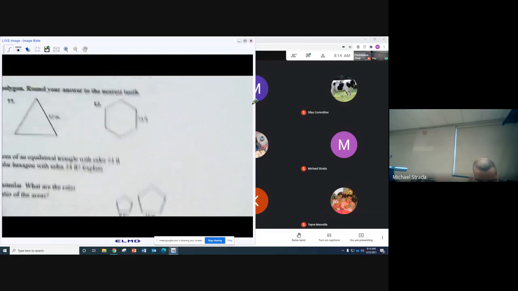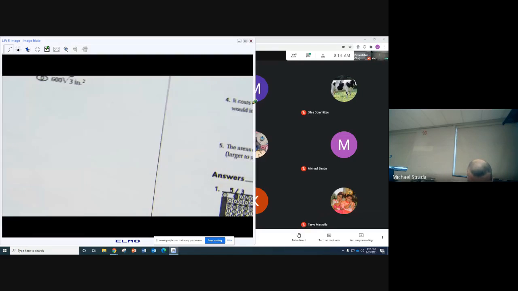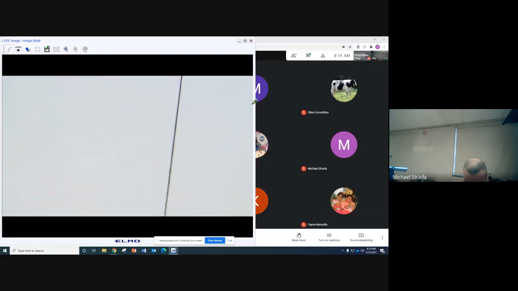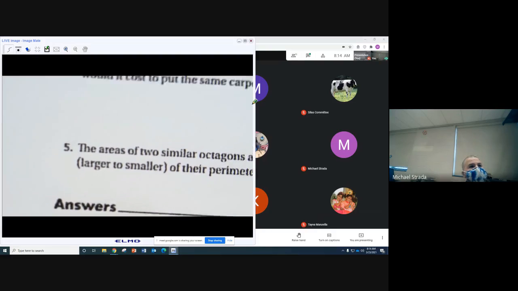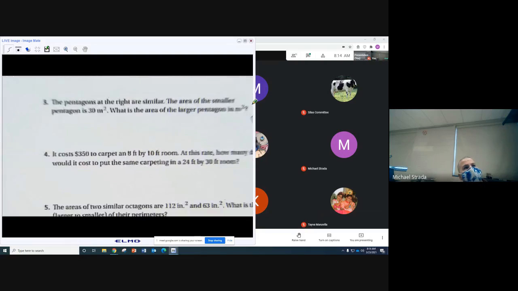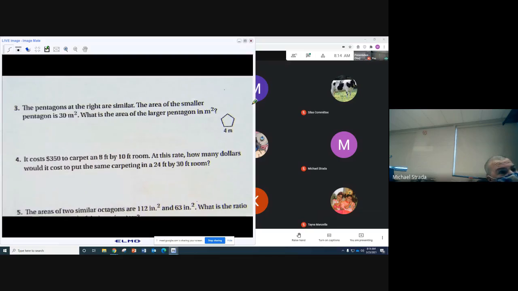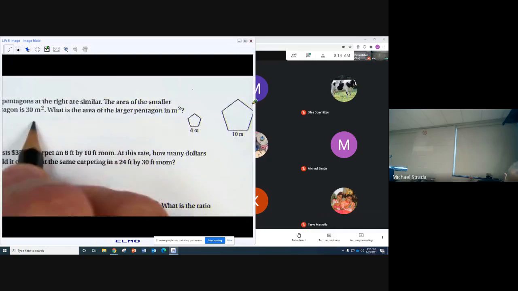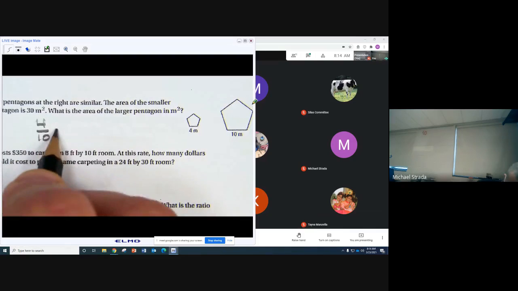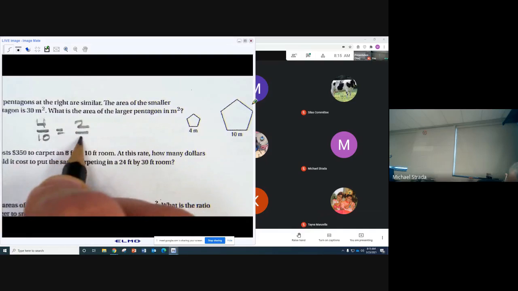Okay. On the front side, something like number 3, where it says the pentagons at right are similar. The area of the smaller pentagon is 30 meters squared. What is the area of the larger pentagon? Okay. So now we're working forward. They're giving us the scale factor. What are the two side lengths in number 3? 4 and what? 10. That reduces down to what? 2 over 5.